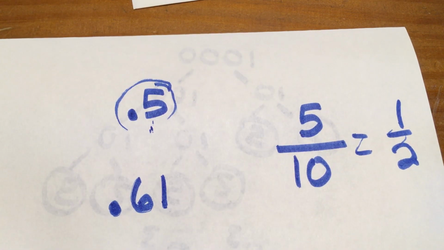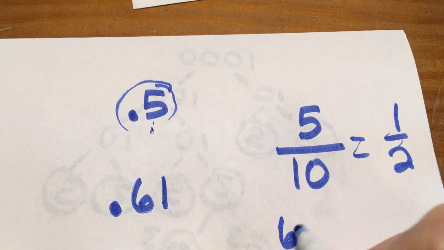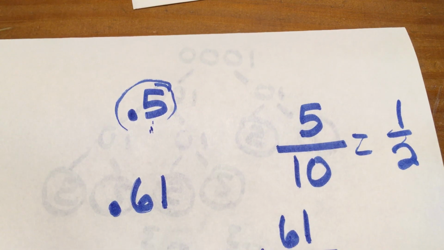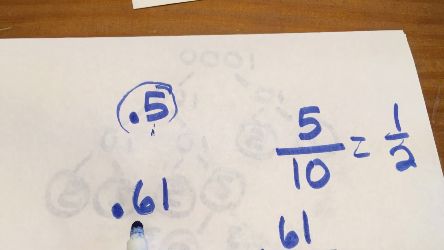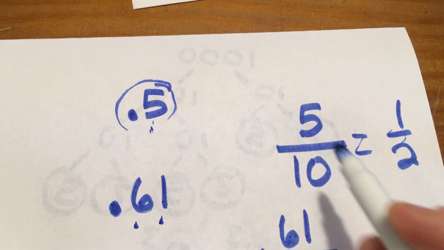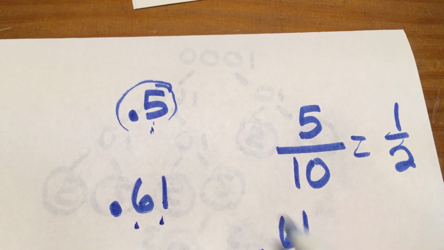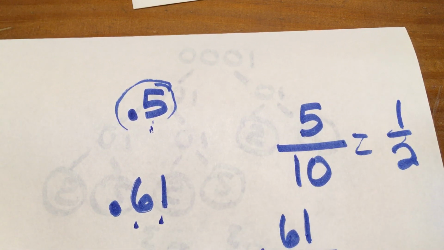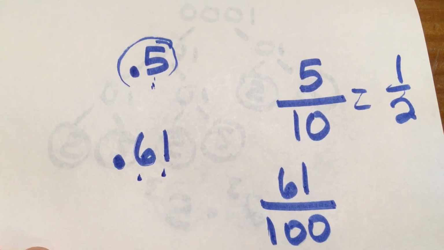So if we have 0.61, write the 61 on the top, and then count your place values, tenths, hundredths. So this is going to be in over 100. See that?